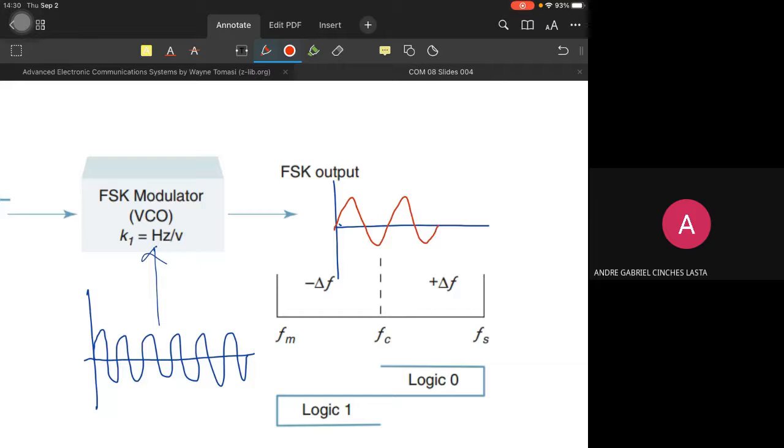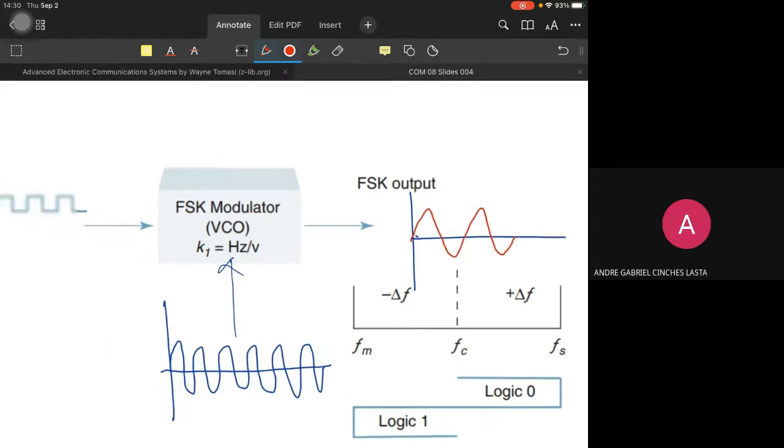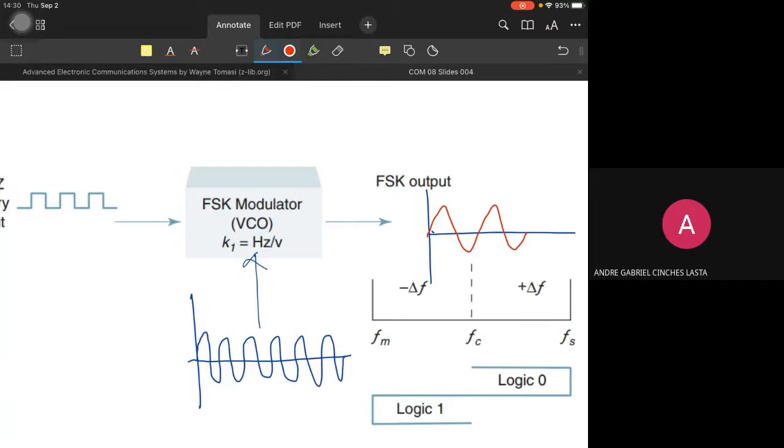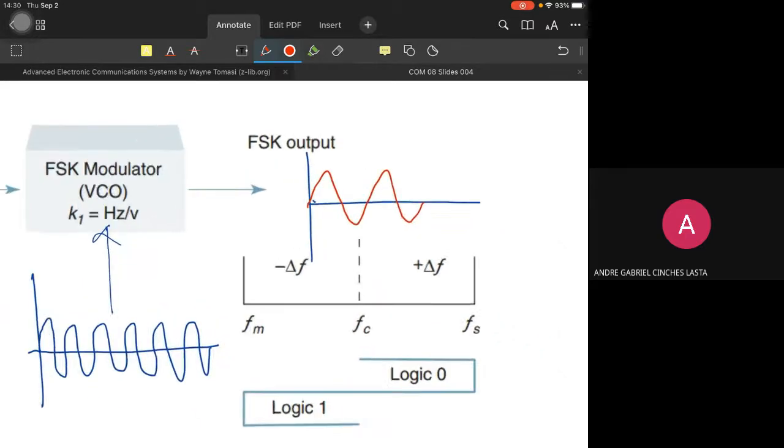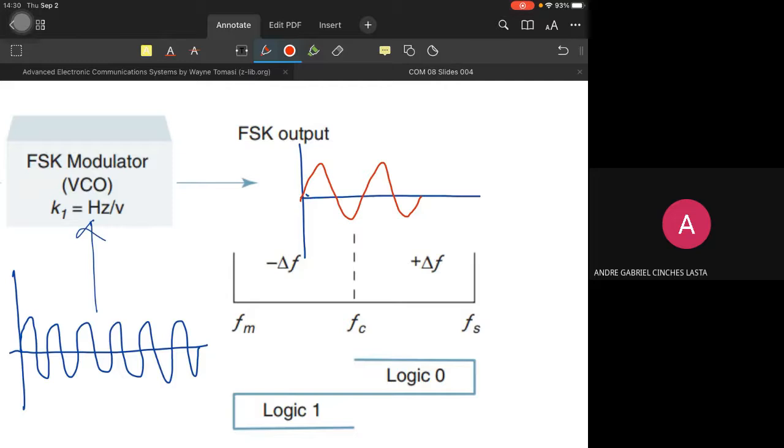Kung naay voltage level, so if there exists a voltage level, meaning logic 1, so dito ka depend ang frequency sa oscillation.